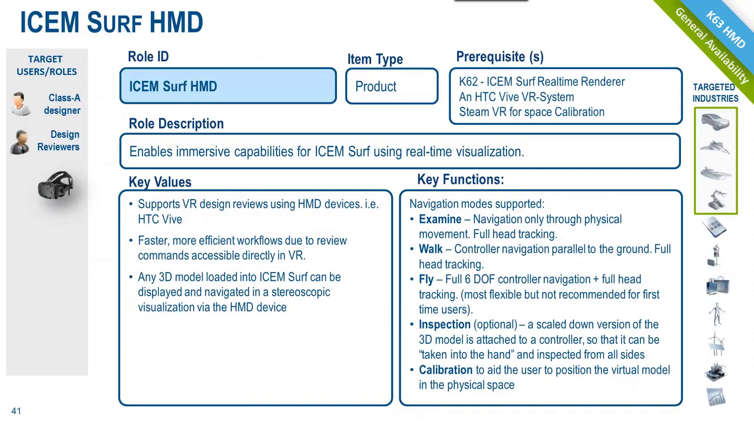So the new feature here, I'm just keeping an eye on the time, is down at the bottom: calibration. This is a great feature. A lot of people ask me about this. When you go into a VR world, sometimes you're not entirely sure where you are. And our customers occasionally like to use a seat buck or a steering wheel so that they can align the physical with the virtual. So calibration has been added to ICEM Surf HMD, which will allow you to calibrate a physical location with a virtual location in the model.